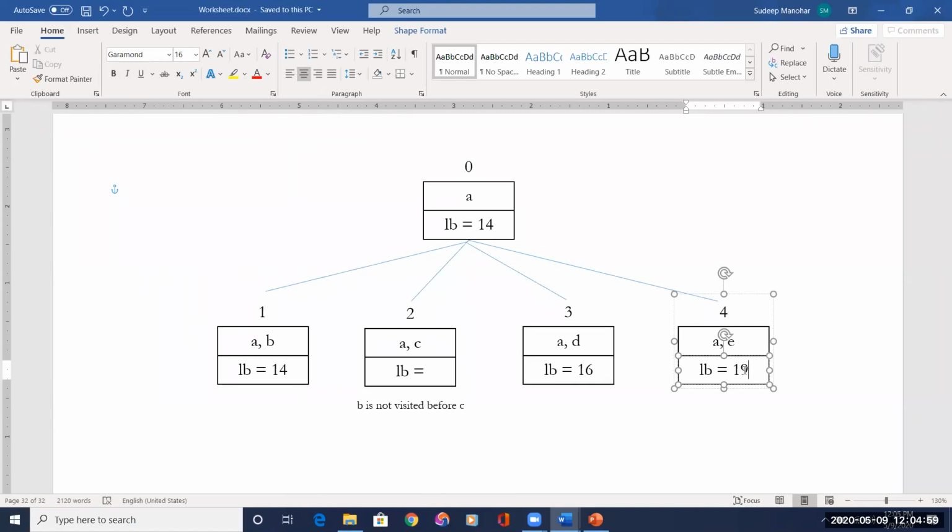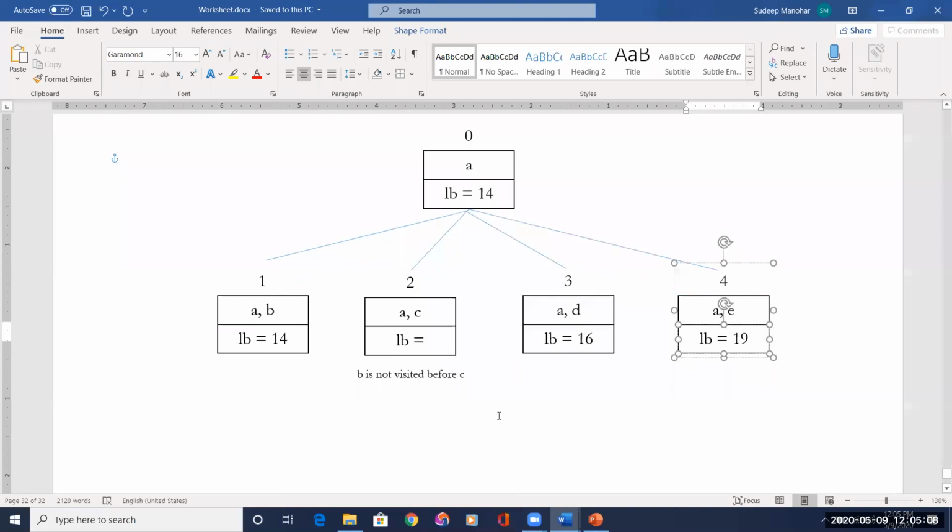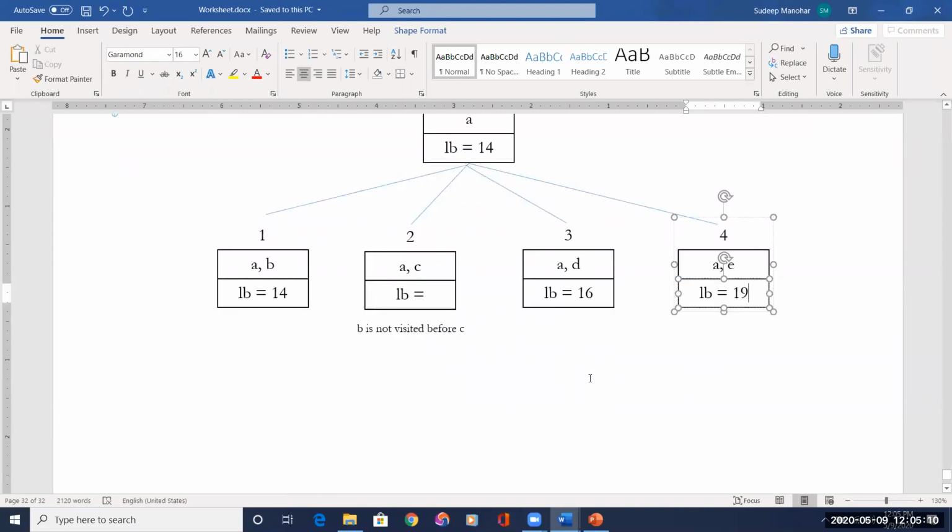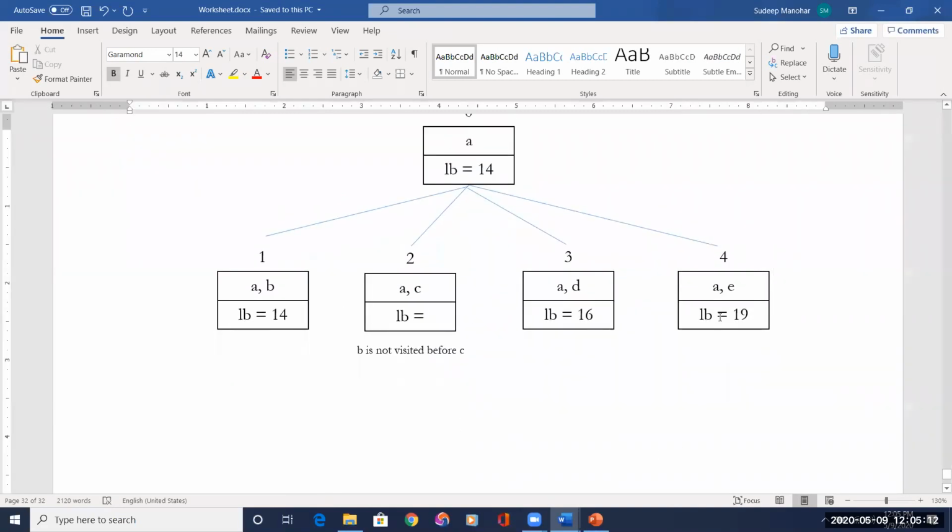If you have any doubts until this, you can please ask. If there are no doubts, we'll move further. Okay. Now after completion of one level, what you have to see? You have to see the live nodes. Which are the live nodes? Live nodes are the leaf nodes which are promising.